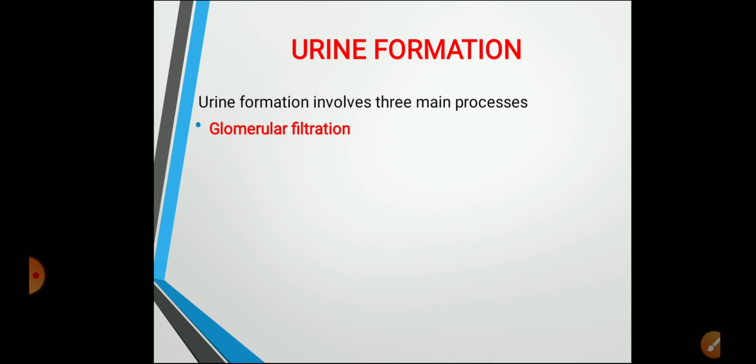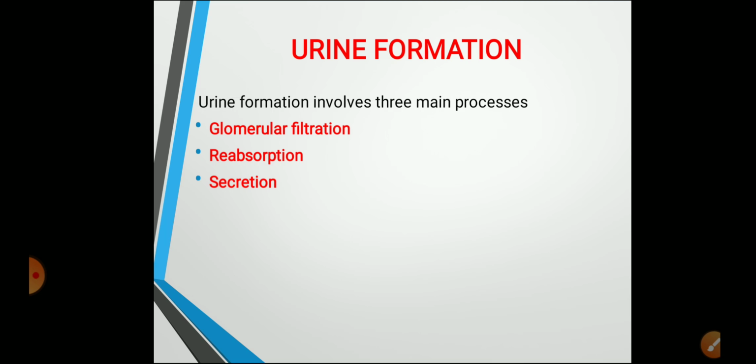Now within the kidneys, urine formation takes place in three different steps. The first step is called glomerular filtration. The second step is called tubular reabsorption, and the third step, tubular secretion. So these are the three major steps in the process of urine formation. Once again, first step, glomerular filtration. Second step, tubular reabsorption, and the third step, tubular secretion. Now let's see one by one.